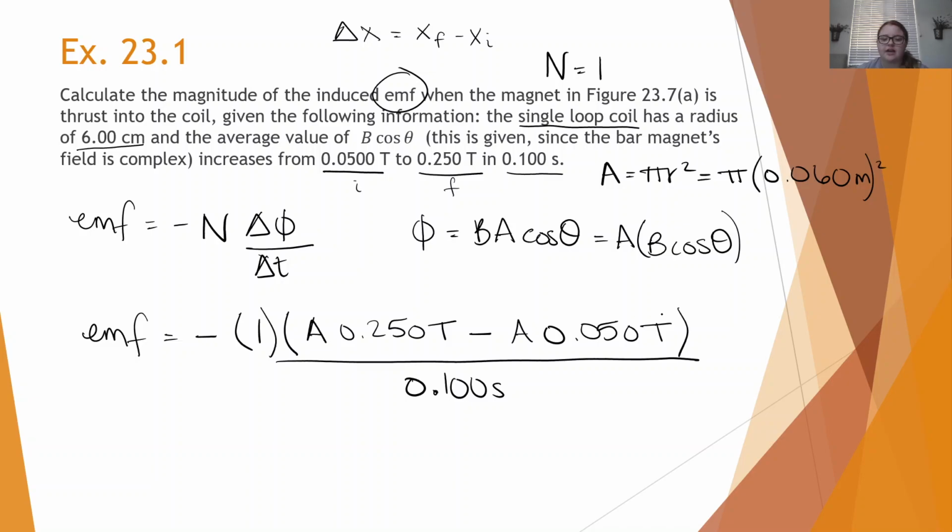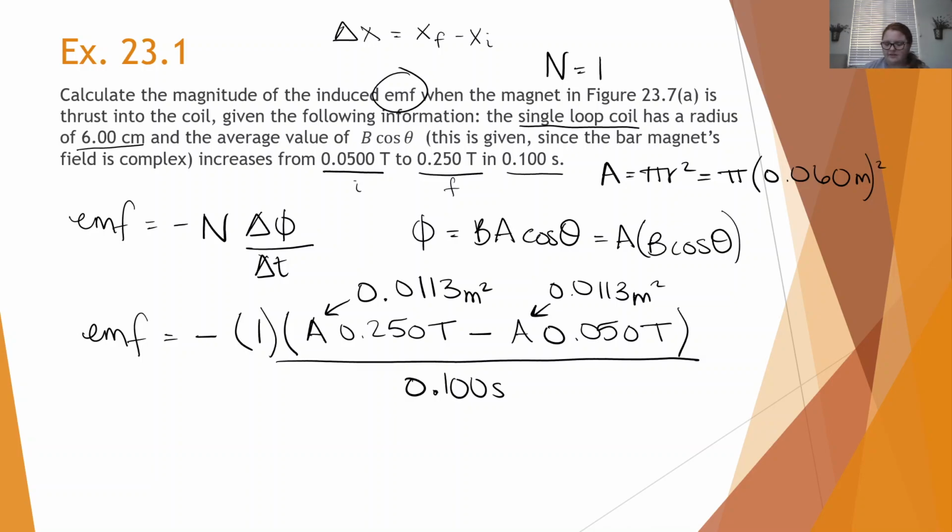Let me calculate A real quick, that way we can plug it in. So that will be pi times 0.06 squared. So we get 0.0113 meters squared.